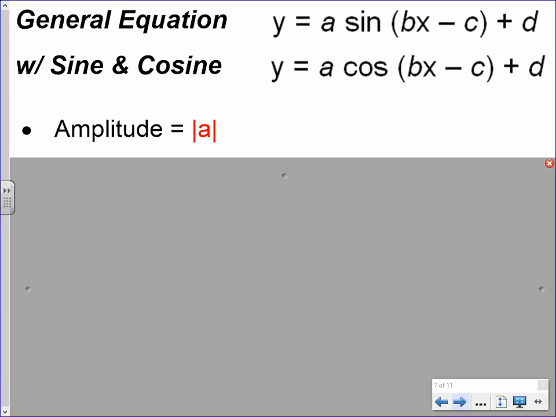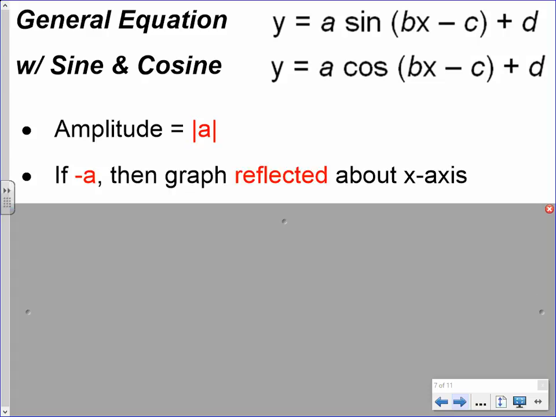What if it's negative? What does that mean? Think of another way to describe that, like x squared versus negative x squared. What happens there? It's reflected. That's the word I was trying to get you to say. Negative A is just going to mean that we have a reflection about the x-axis. Amplitude is never negative. The negative is just going to affect which direction the graph is going to be in.